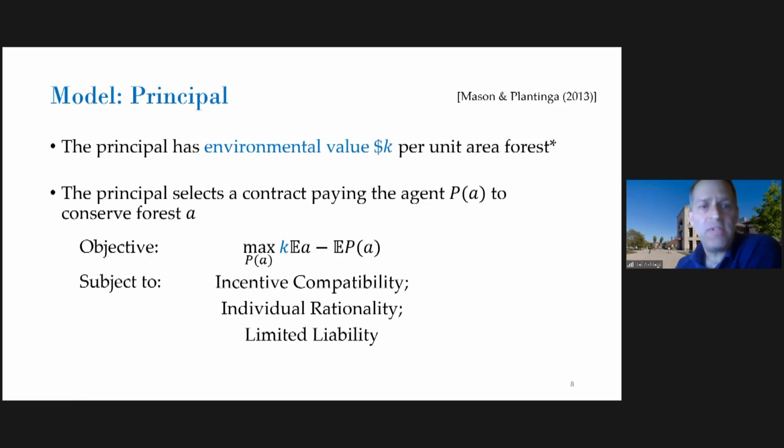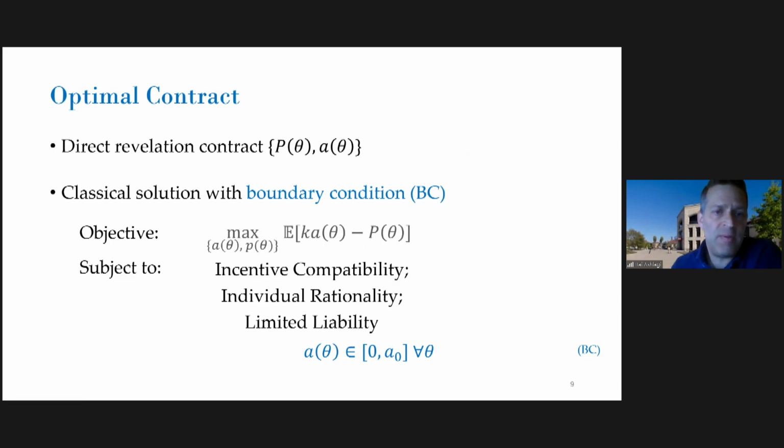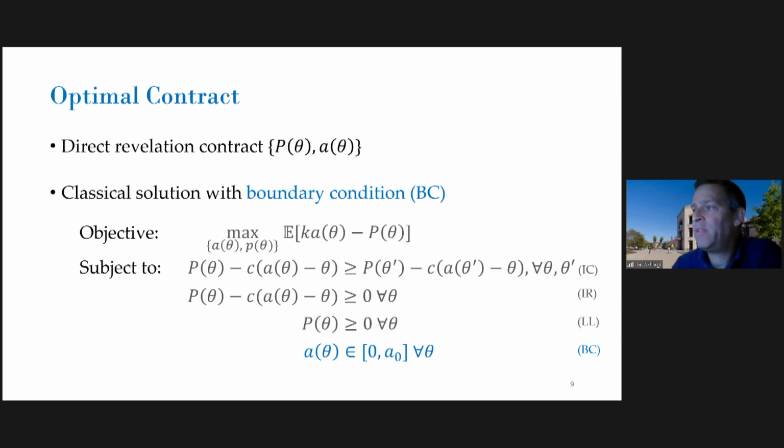Solving this problem is a standard exercise in contract theory, and you can derive the optimal contract. You can use the idea of a direct revelation contract, where you're essentially picking a payment and how much the agent is going to conserve. There is a boundary condition here because of the amount of land that you can conserve. Incentive compatibility just means that the agent is better off reporting their own type over some other type, theta prime, in terms of utility. Individual rationality just means that they are happy to participate in this contract, and limited liability means that we never charge.